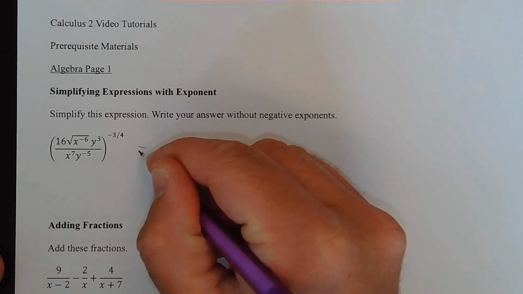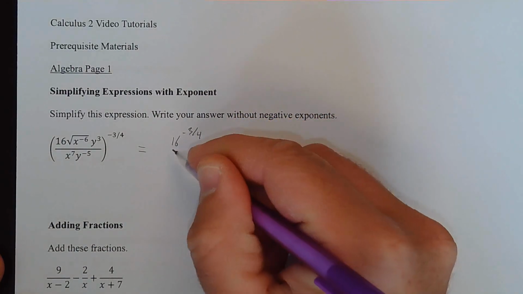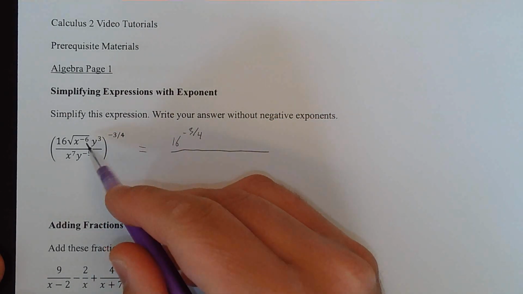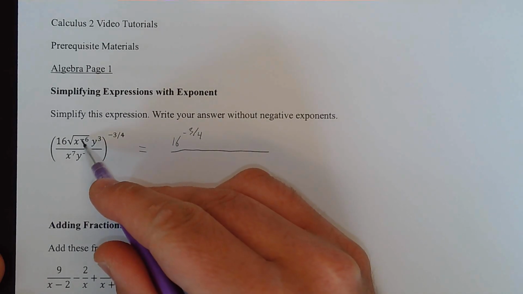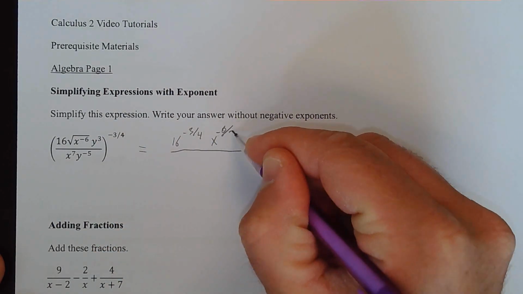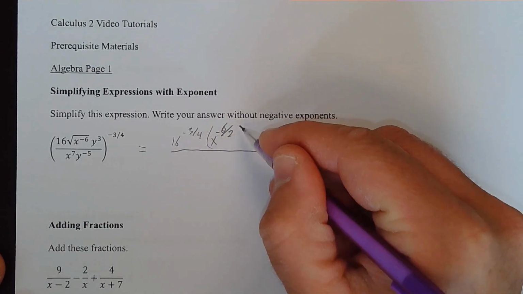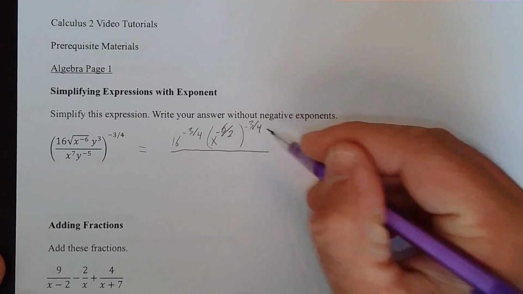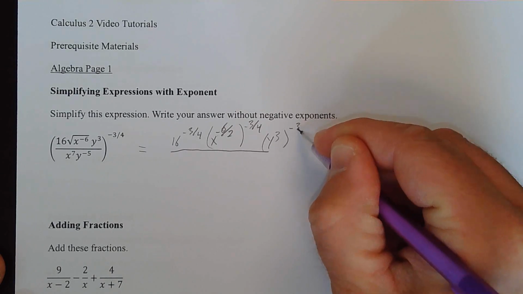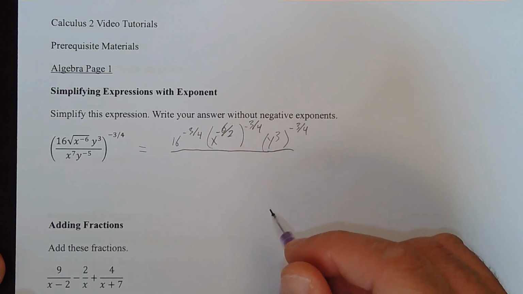So let's see, this is 16 to the negative 3/4 on the top. This x to the negative 6 square root, well, square root is the same as the 1/2 exponent, so that'd be x to the negative 6 over 2. And then I'm going to raise that to the negative 3/4. And then this is y cubed to the negative 3/4. So that's everything in the top, having the negative 3/4 brought through.